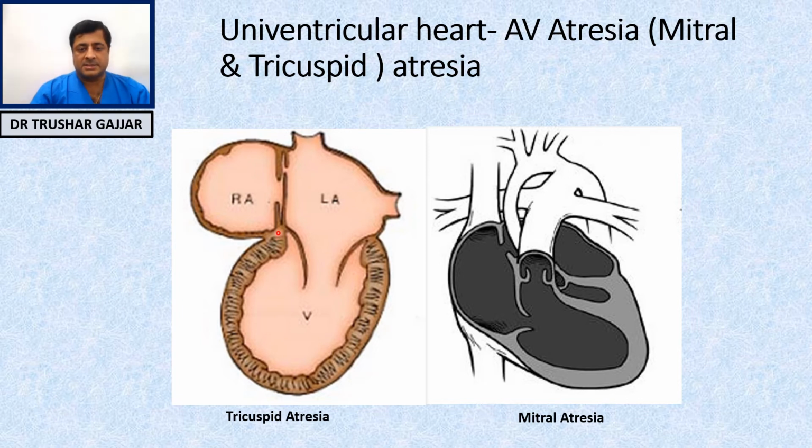Non-formation or atresia of the right valve, called tricuspid atresia, leads to tricuspid atresia with single ventricle, and the right ventricle is rudimentary. In a similar way, if the left AV valve is atretic, it leads to a syndrome called hypoplastic left heart syndrome. This means there is an atretic mitral valve and a small ascending aorta and arch, and this leads to the phenomenon called mitral atresia.